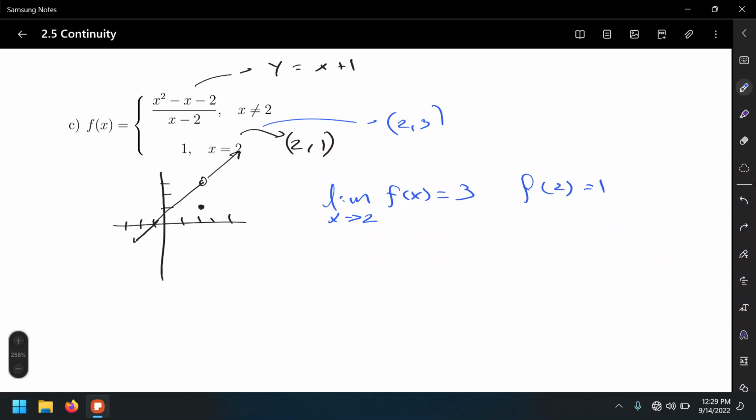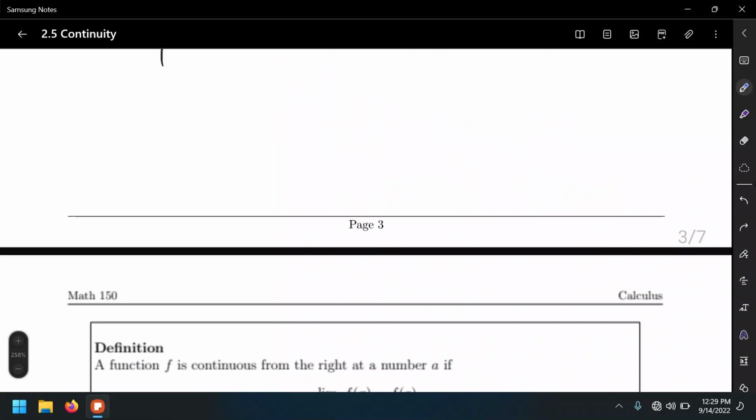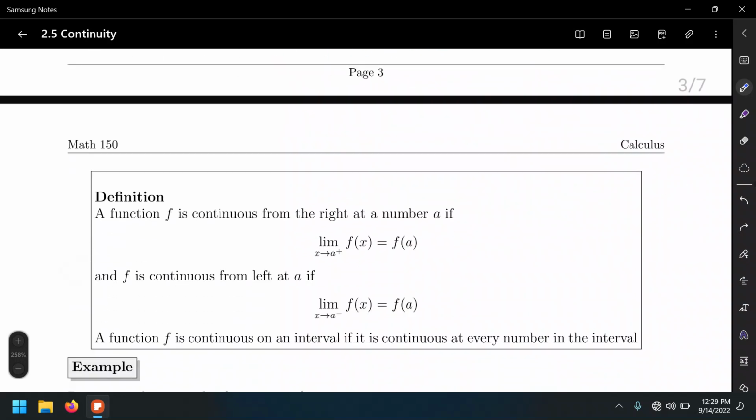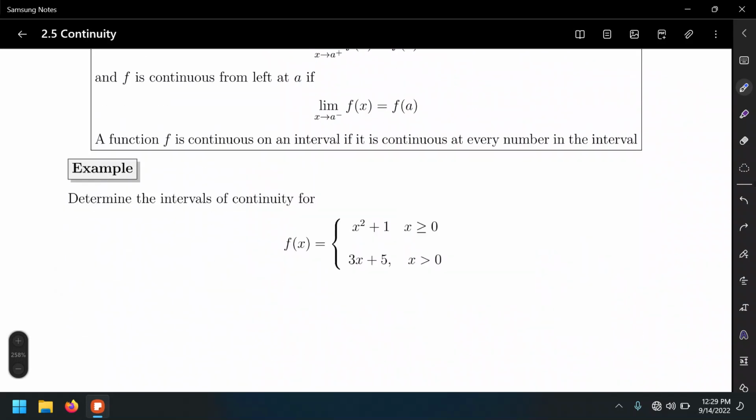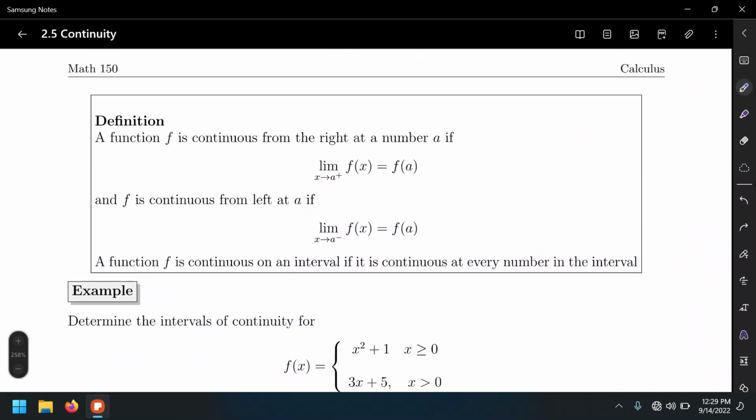Actually, for whatever reason, this PDF file went crazy, and I have information that we're not going to need. Like this example, we don't need it. This definition right here, well, it's continuity from the side, so it's continuity from the right when the limit from the right is exactly the same as the value of the function, or continuous from the left when the limit from the left is exactly the value of the function.